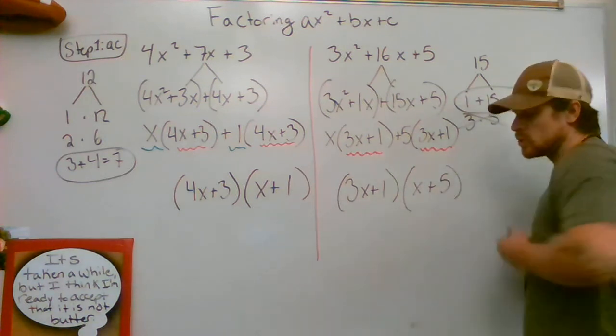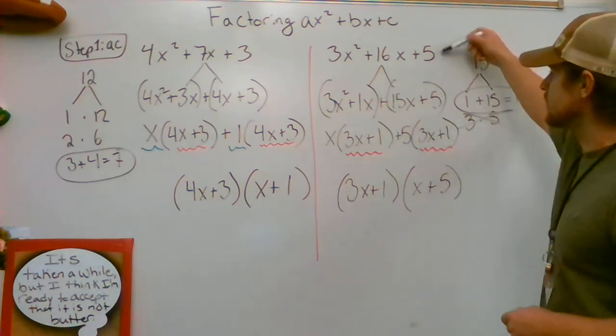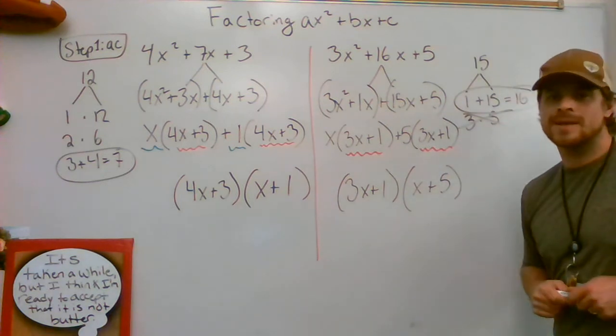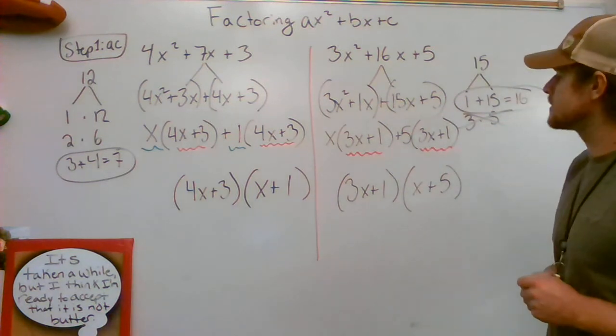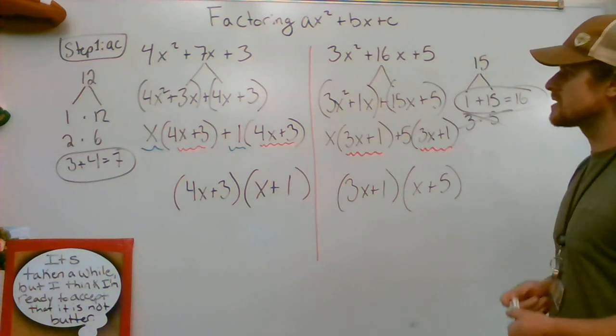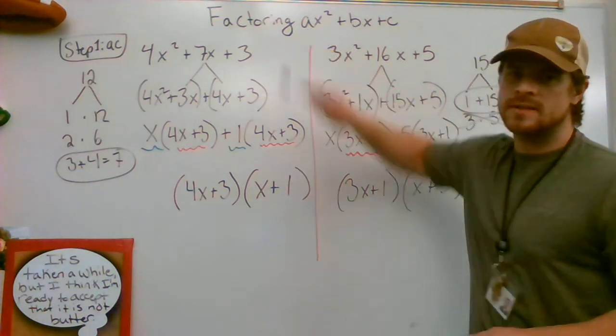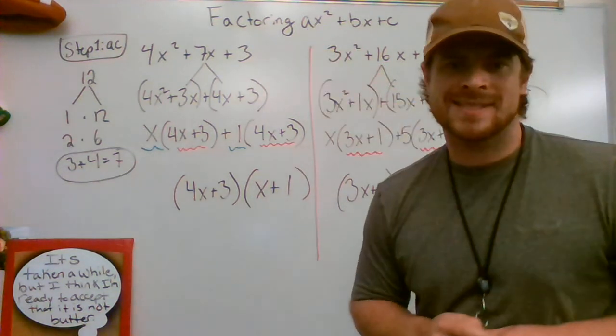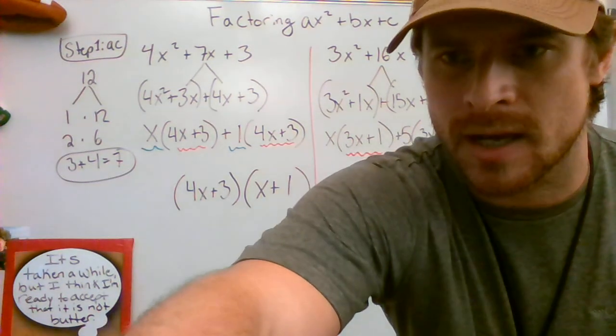Again, if you were to multiply all this out, you would get the end result of 3x squared plus 16x plus 5. This is factoring when we have a coefficient in the first term. Hopefully that makes sense. Study hard and good luck on your upcoming test.